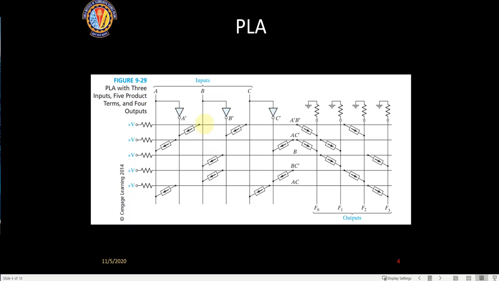Is this aspect clear why it is an AND gate? Anybody has got a doubt? I can repeat this aspect.